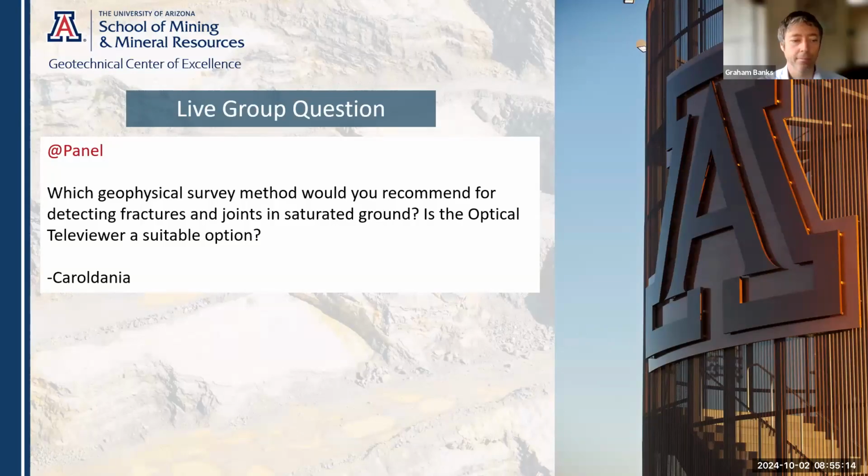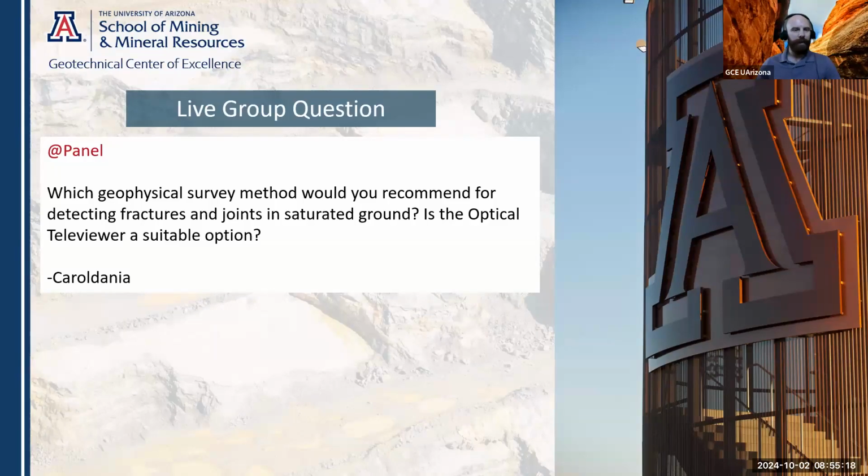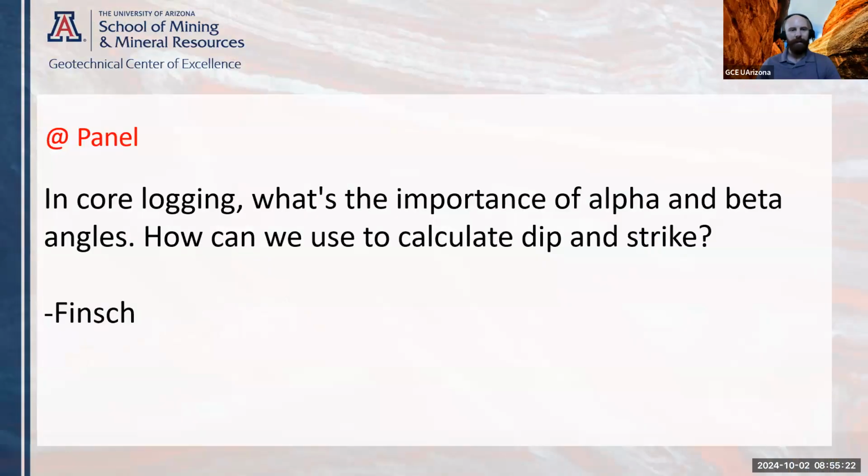All right. I think we've got time for maybe one or two more questions. This one is a pretty straightforward question, but I think it's one that many people have. This is from Finch. In core logging, what's the importance of alpha and beta angles? How can we use them to calculate dip and strike? I think we've got a lot of expertise in the room for this.